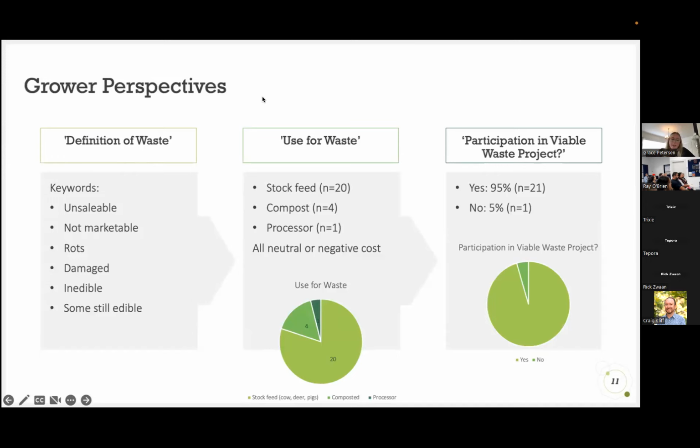When asked what they define their waste as, most growers stated that it was unsaleable, unmarketable, rotten, or damaged. This meant that some growers concluded that their waste was inedible, but some growers also stated that some of this waste is still edible and could be used for human consumption. The majority of the growers use their waste as stock feed, but 4 stated that they compost their waste. One grower said that their waste is used for further processing and is sent to a peeler.